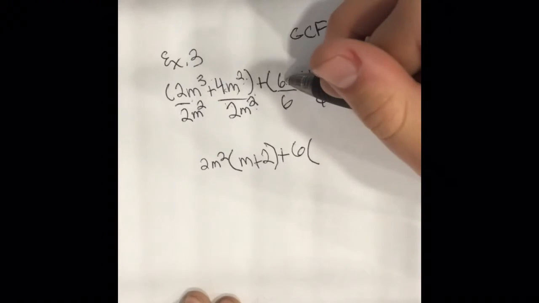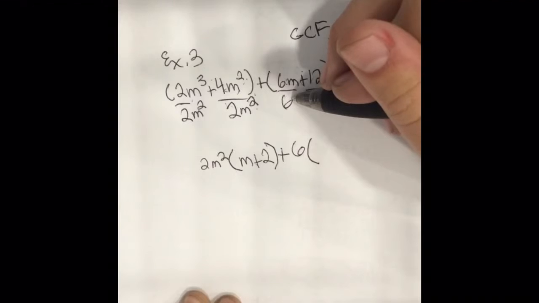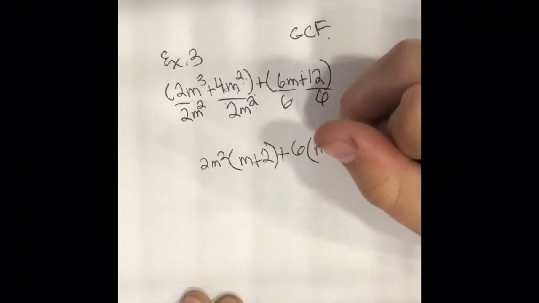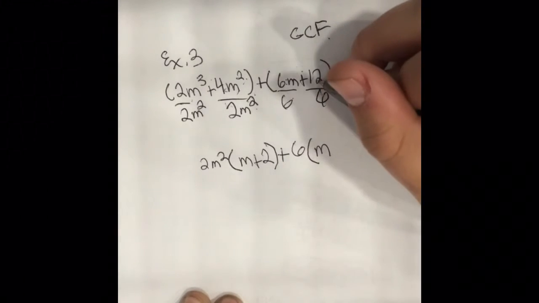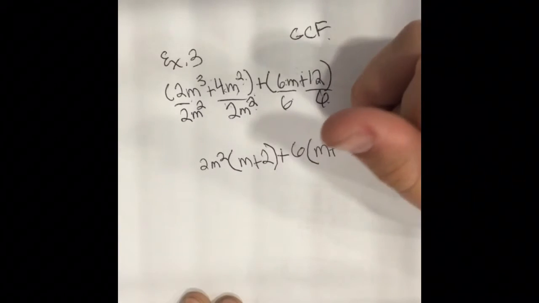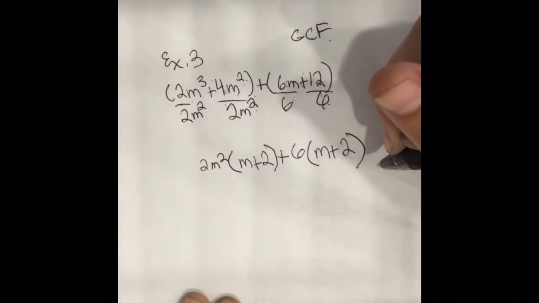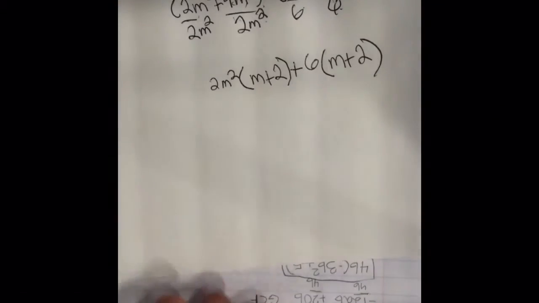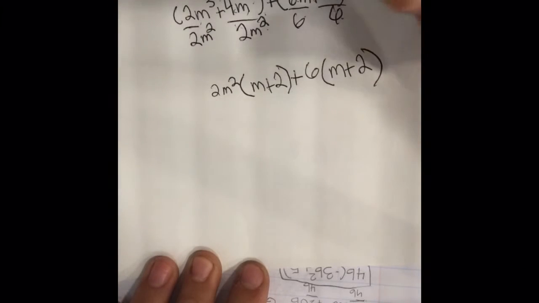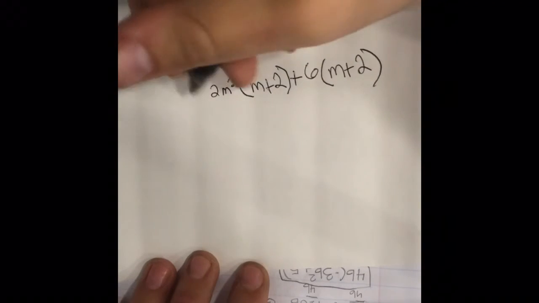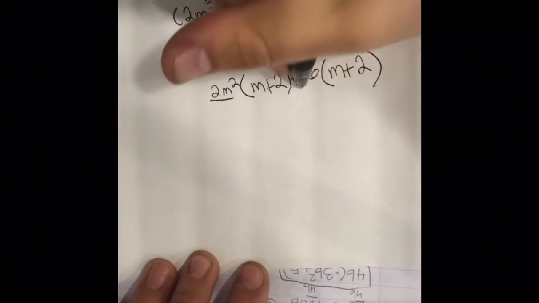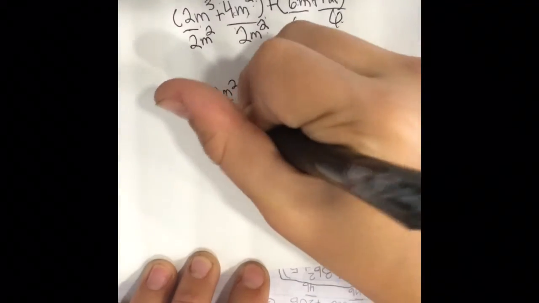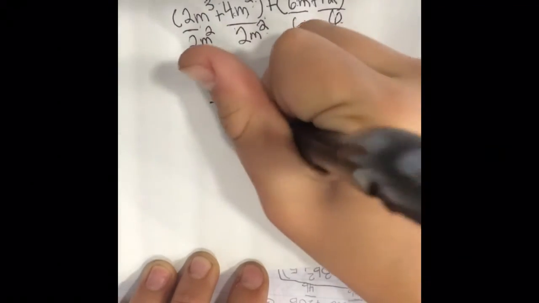You would divide 6m by 6, which would give you m, and 12 divided by 6 would give you 2. And for our last step, we have to find the ones that are in common here. So 2m squared and 6 you would write down: 2m to the second plus 6.